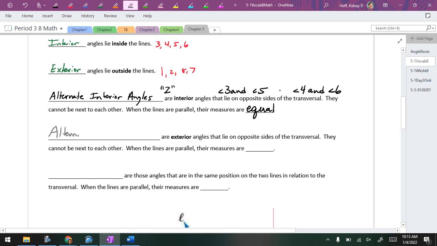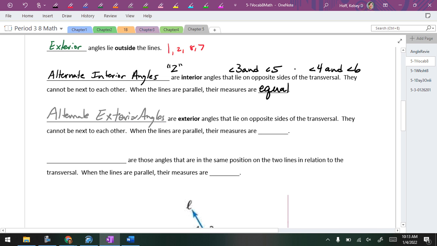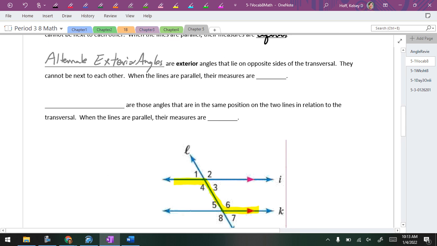Alternate exterior angles. And if you look at the definition, what's the only word that's different? Exterior. They're exterior angles that lie on opposite sides of the transversal, and they cannot be next to each other. Now, Miss Hoff's going to tell you, I don't have a fancy letter for this. Okay? There's no fancy letter. Or if you outline them, they'll look like this.